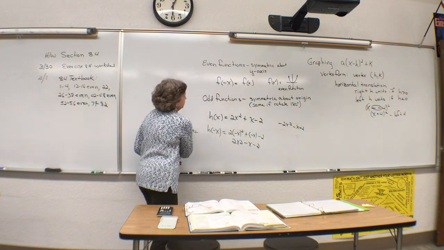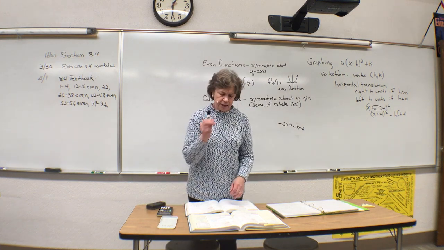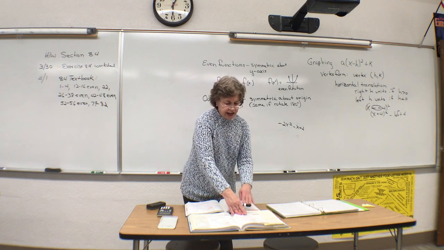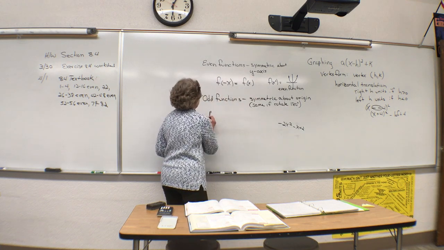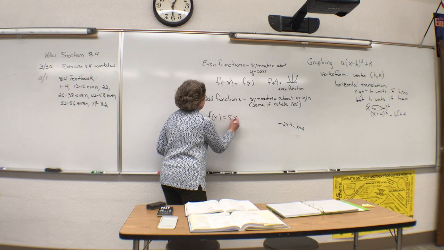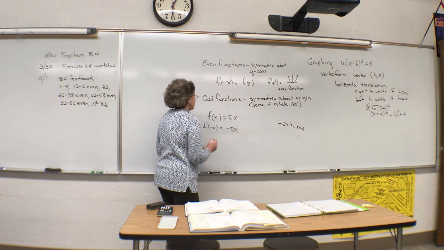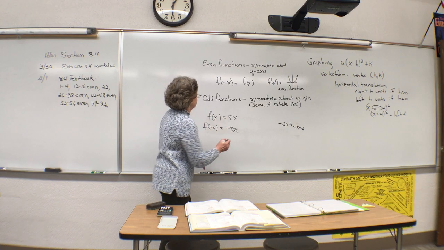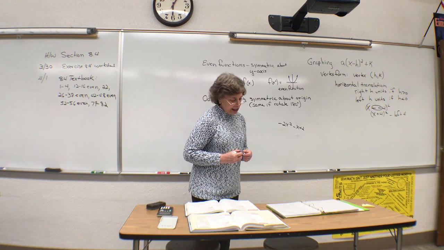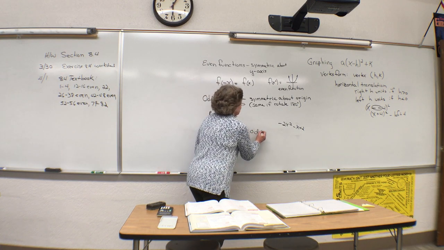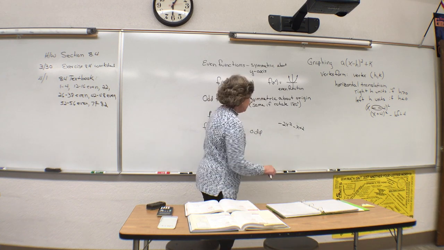They are their own. If I look at monitoring progress, down at the bottom of that page, looking at number 1, f of x equals 5x, odd or even? Well, how do you tell? F of x equals 5x. F of negative x equals 5 times negative x, or negative 5x. Is that negative f of x? Yes, it is. So that one is odd. If I look at the second one, g of x equals 2 to the x.